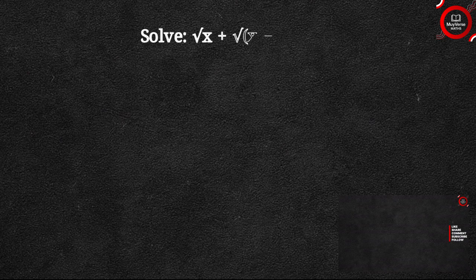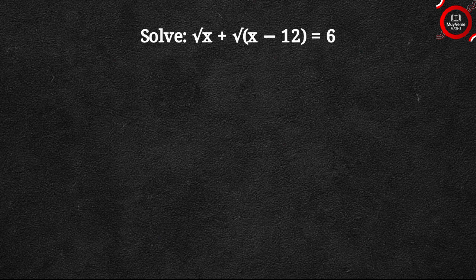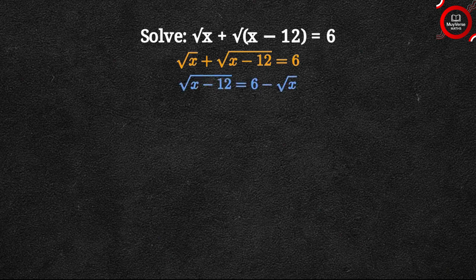Let's solve the equation square root of x plus square root of x minus 12 equals 6. We'll go step by step and avoid skipping any work. Step 1. Isolate one square root. Subtract square root of x from both sides. Step 2. Square both sides to remove the square root.